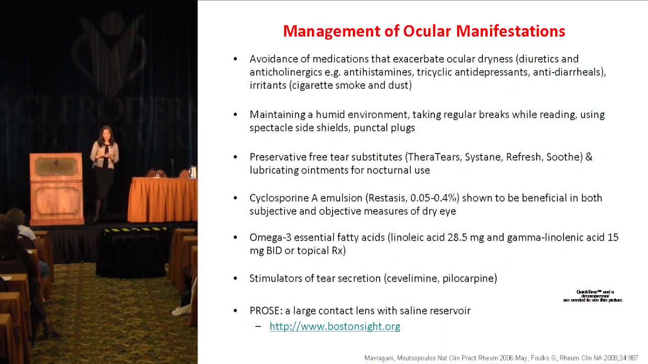So avoidance of medications that exacerbate ocular dryness, so diuretics, trying to avoid those if possible, and anticholinergic agents. Examples of these include antihistamines like Benadryl, tricyclic antidepressants like amitriptyline, antidiarrheals like Imodium, and then avoiding irritants like cigarette smoke and dust, trying to maintain a humid environment, taking regular breaks while you're reading, using these spectacle side shields so that wind doesn't blow into your eyes and exacerbate the dryness, and punctal plugs can sometimes help.